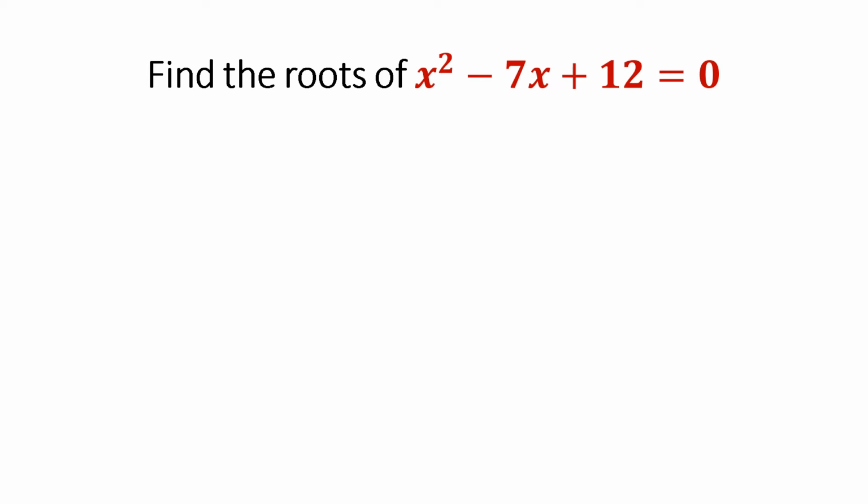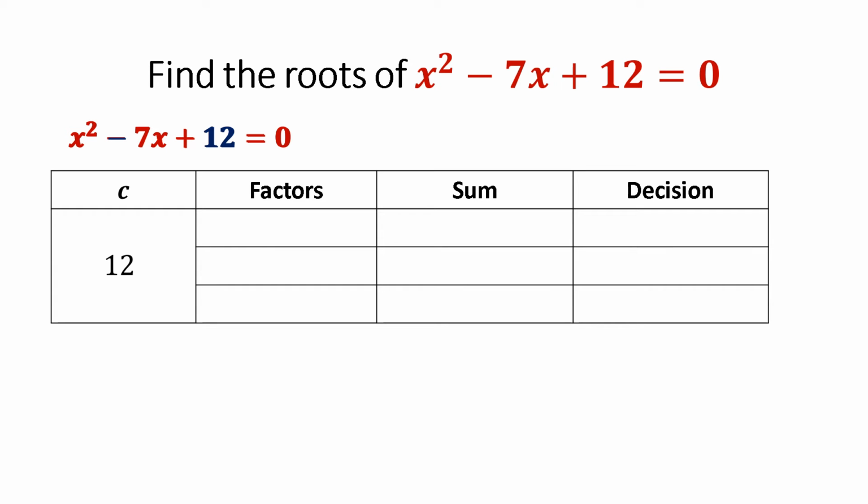Let's have another example. Find the roots of x squared minus 7x plus 12 is equal to 0. Now, the quadratic equation is x squared minus 7x plus 12 is equal to 0. 12 is our c, and we need to make an analysis as well on the b, which is negative. So if it is negative, your analysis will lead you to having now a factor of 2 negatives. So let's have now again the table. So our c is 12.